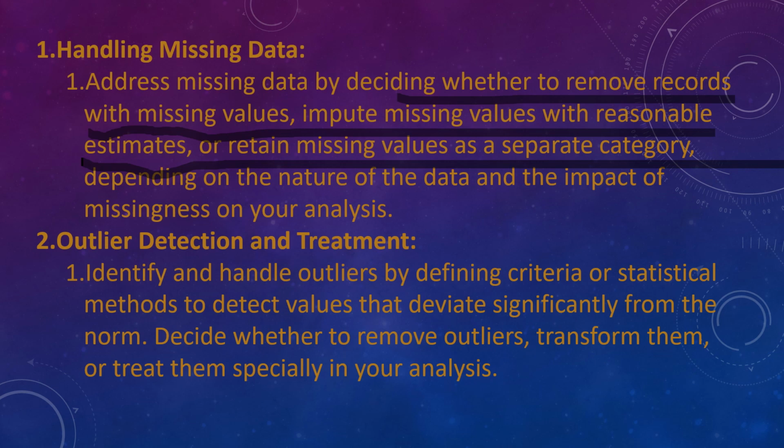About outlier detection, the few steps are: sort the dataset in ascending order and calculate the first and third quartiles, Q1 and Q3. Compute the IQR, which is Q3 minus Q1. Compute the lower bound, Q1 minus 1.5 times IQR, and the upper bound, Q3 plus 1.5 times IQR. And these are the steps of outlier detection and treatment.